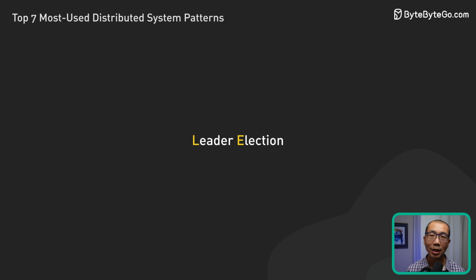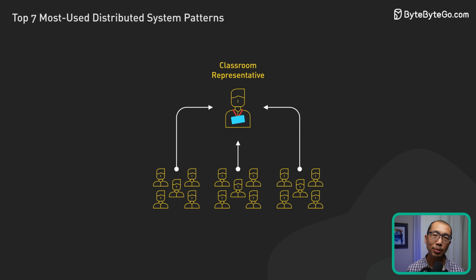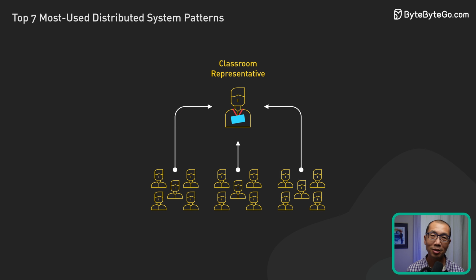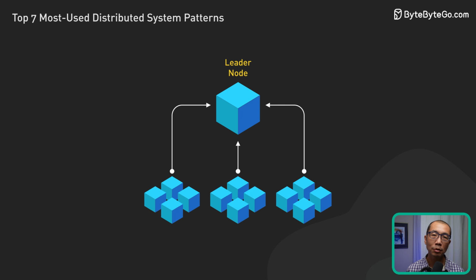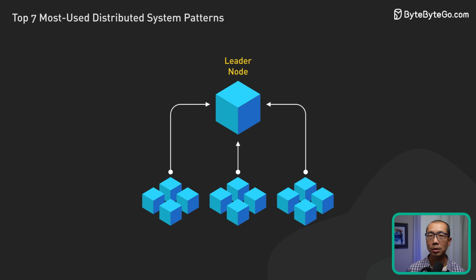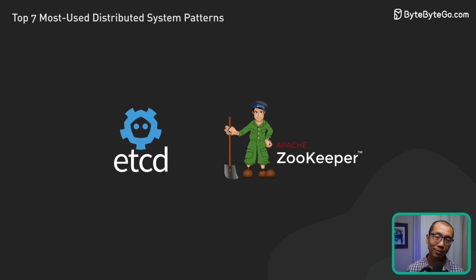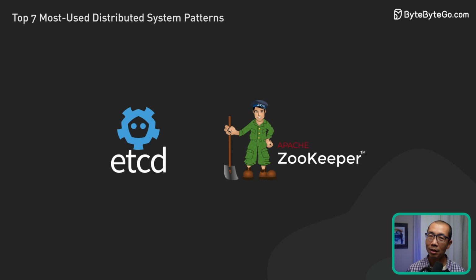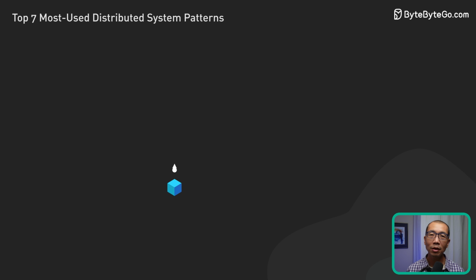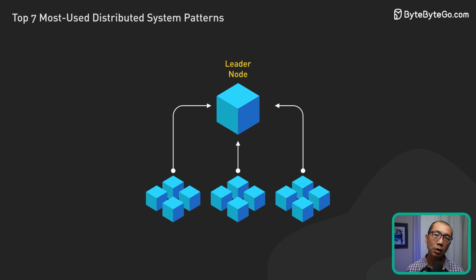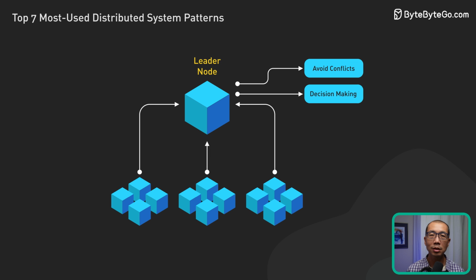Number 5 is leader election. Imagine a classroom of students electing a class representative. In a distributed system, the leader election pattern ensures only one node is responsible for a specific task or resource. When the leader node fails, the remaining nodes elect a new leader. Zookeeper and etcd use this pattern to manage distributed configurations. By having a designated leader, we can avoid conflicts and ensure consistent decision-making across the distributed system.